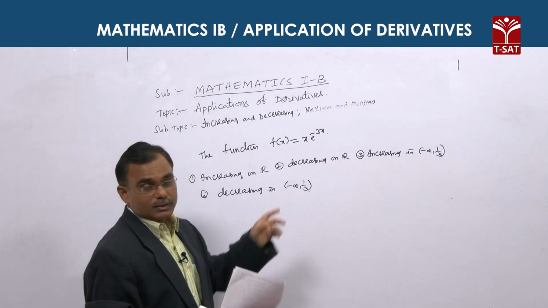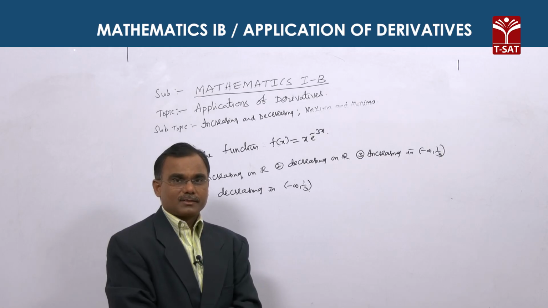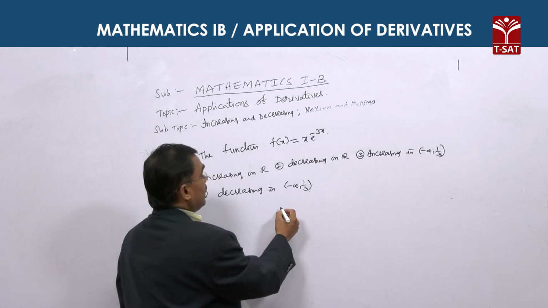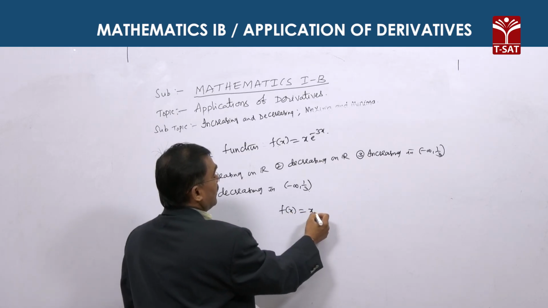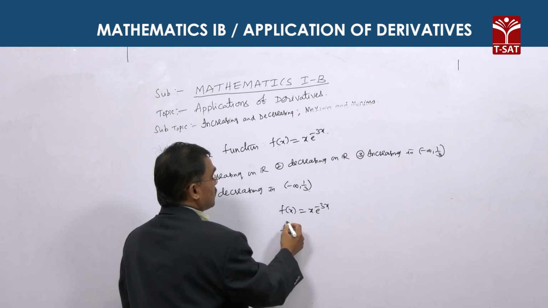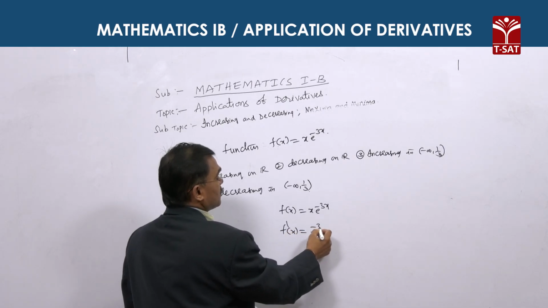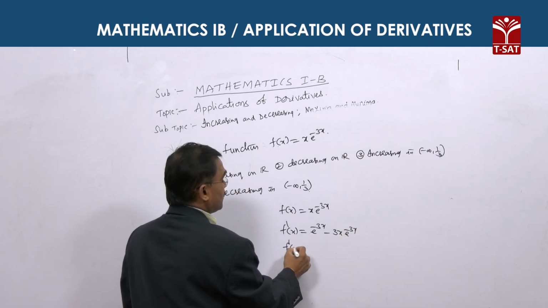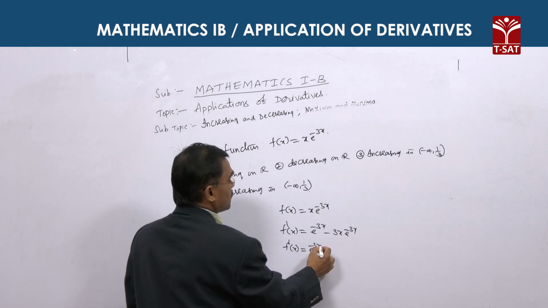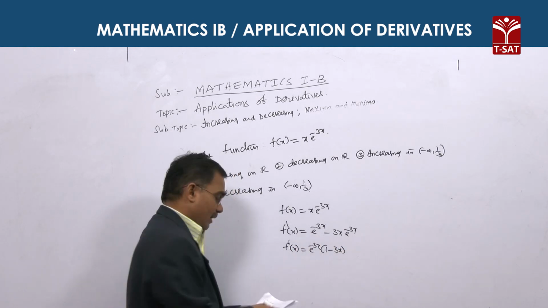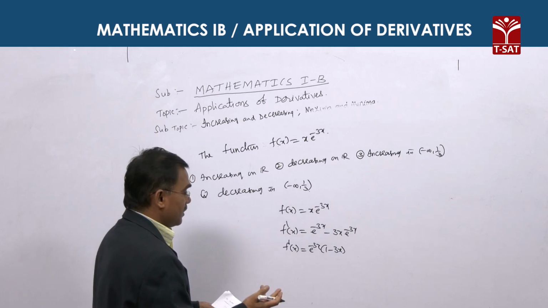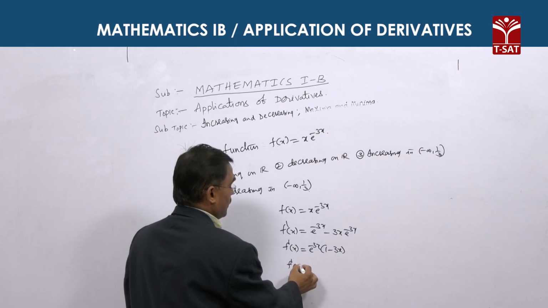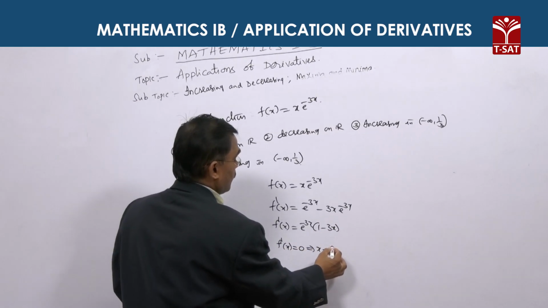The function is given as x times e^(-3x), and it asks in which interval it is increasing and in which it is decreasing. So for this, f(x) is x times e^(-3x). First find f'(x), which is e^(-3x) plus x times e^(-3x) times -3. So f'(x) is e^(-3x) common, times (1 - 3x). For maxima or minima, first find f'(x) = 0, which implies x is equal to 1/3.